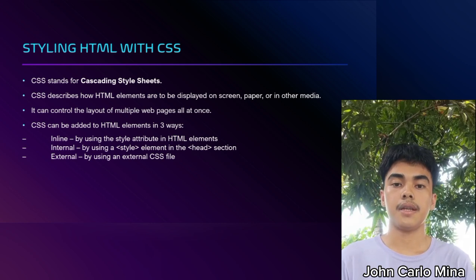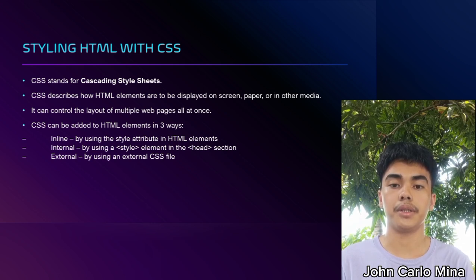Next, styling HTML with CSS. Cascading Style Sheets involve using CSS rules to control the appearance of HTML elements on a web page.